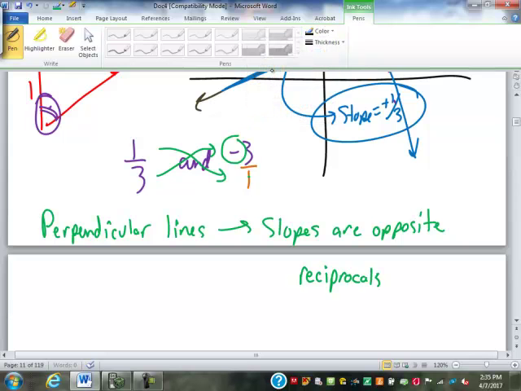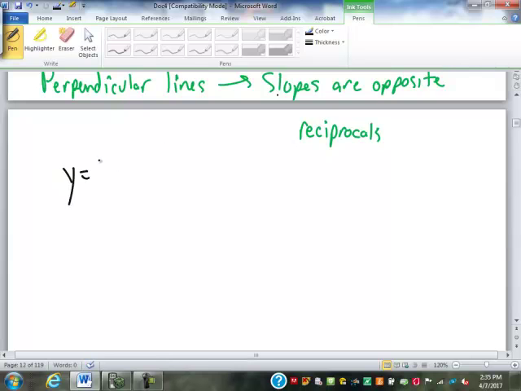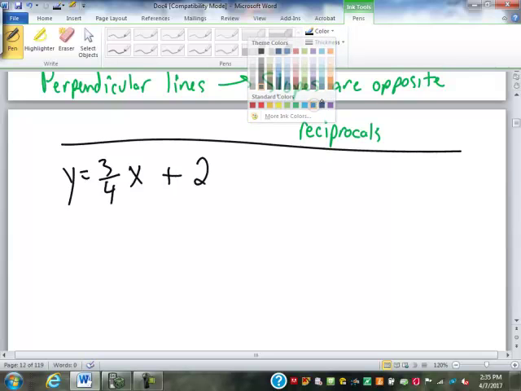So if I'm going to look at an equation, if I'm going to look at a line, let's say I have y equals 3/4 x plus 2. What is the slope of this line?